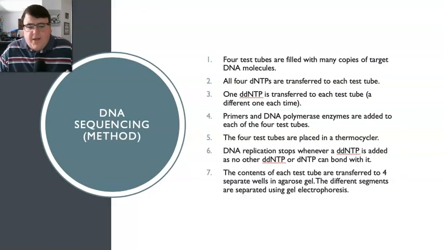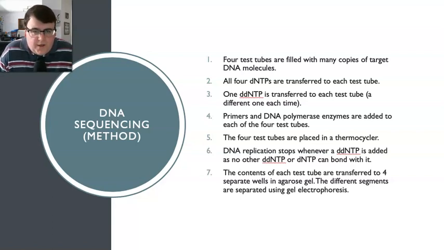I'm glad you asked, because for the actual method for DNA sequencing, we have 4 different test tubes, and we fill them with as many copies of the target DNA molecule as we need. So many copies. Into each test tube, we add all 4 of the non-modified nucleotide bases, our dNTPs. So we've got adenine, cytosine, guanine, thymine.